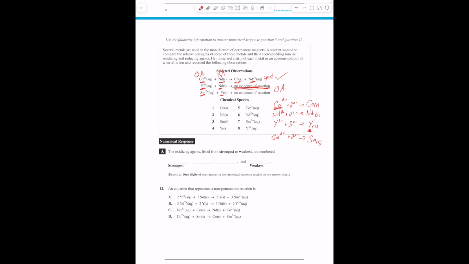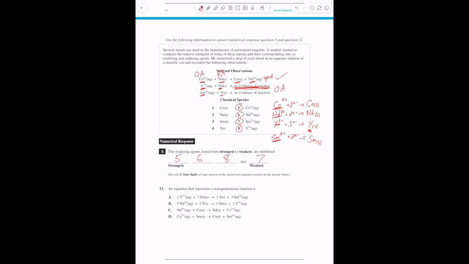So my order is Co2+ at the top, 5, Nd2+, 6, Y3+, 8, Sm2+, 7. 5, 6, 8, 7.